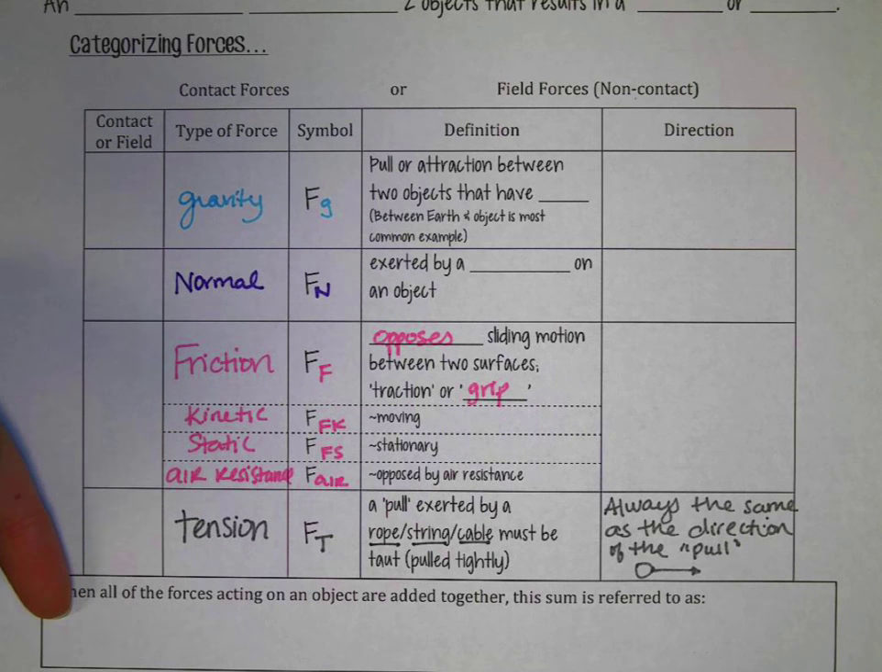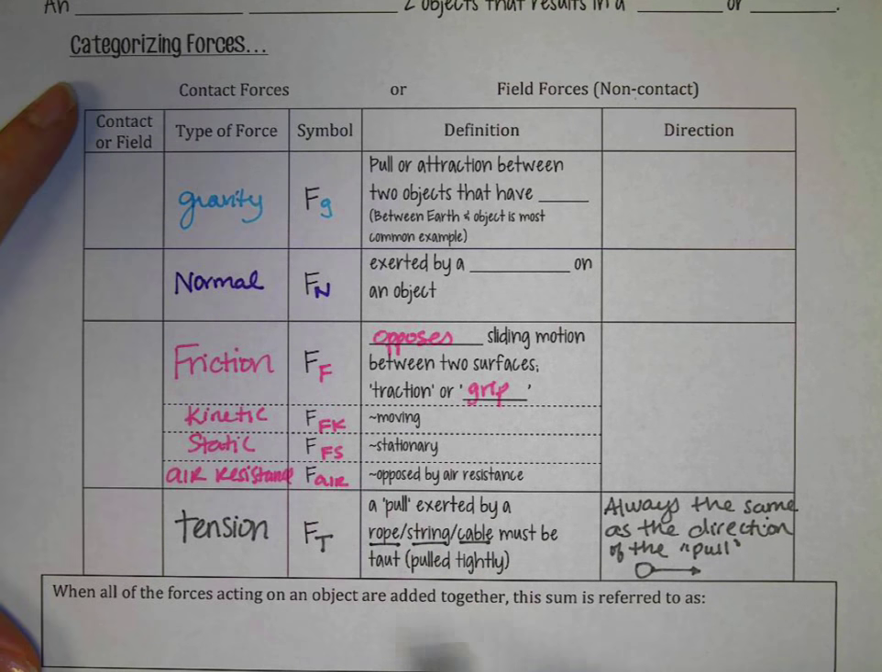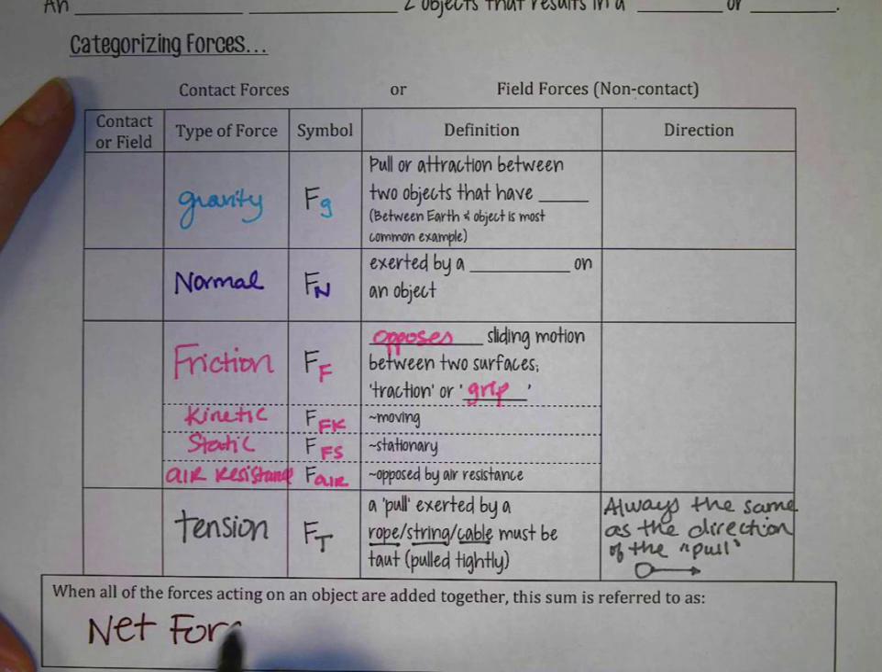Now, the last thing on this page that isn't a type of force, but it's clearing up that idea that when we talk about all of these forces together, there is a term that we use called net force. Net meaning like your net income, if you add up how much money you get for babysitting, plus your job, plus your allowance, that's your net income. Net force is the same idea. It's the sum of all the forces.